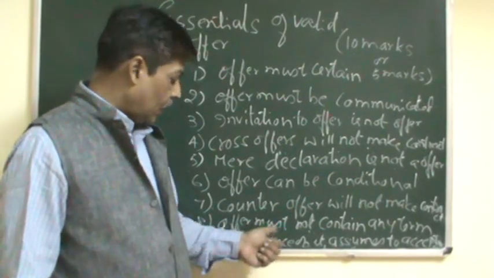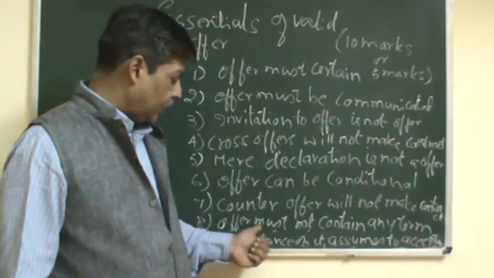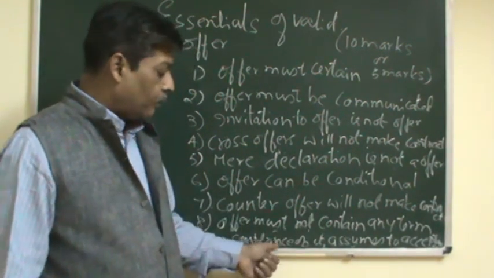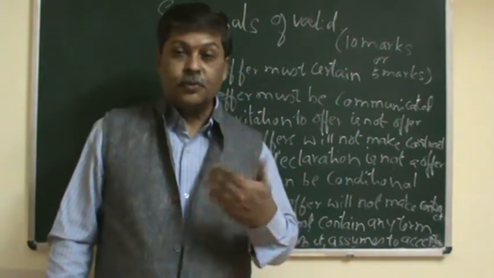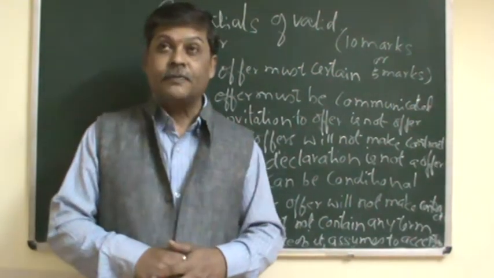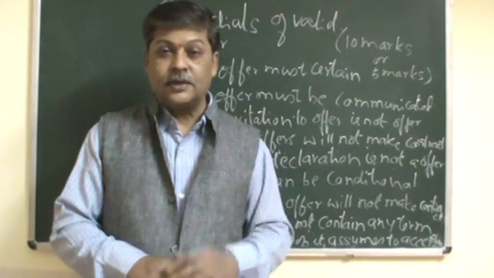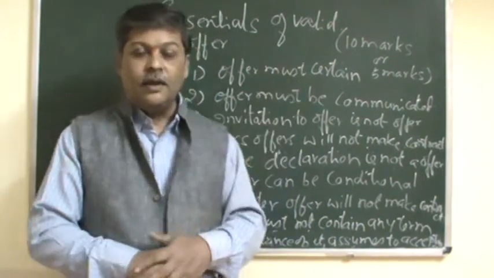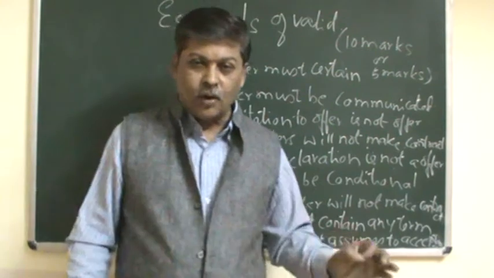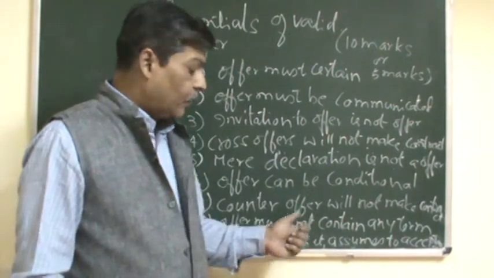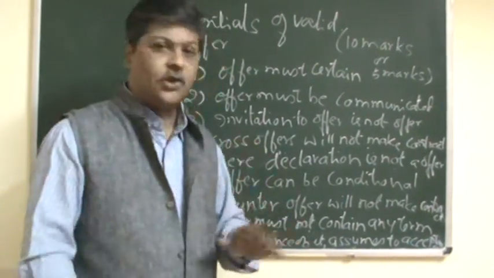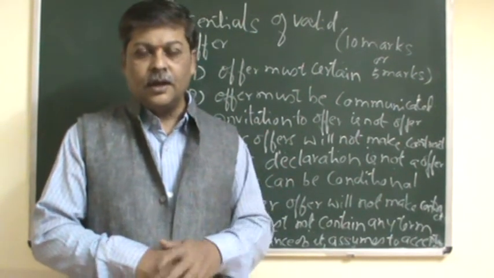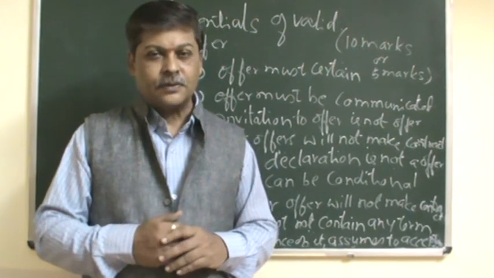Then the last one is what we are going to see. The offer must not contain any term, the non-compliance of which is presumed to be an acceptance. Such a term must not be there. This is the most important and the last of the legal rules of a valid offer. So what it says is, an offer must not contain any such term. Non-compliance of it amounts to acceptance.